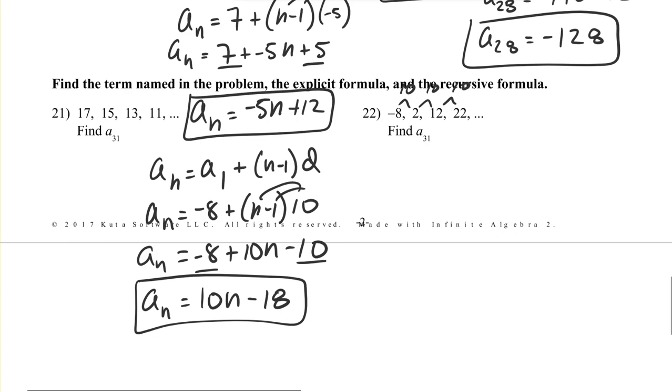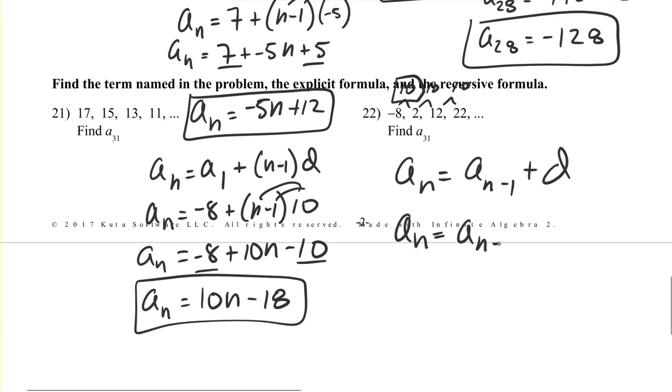And then our recursive formula, well, if our common difference is 10, then it's just going to be a sub n equals our previous term plus our common difference. So a sub n equals our previous term, and then what was our common difference? 10. So plus 10.